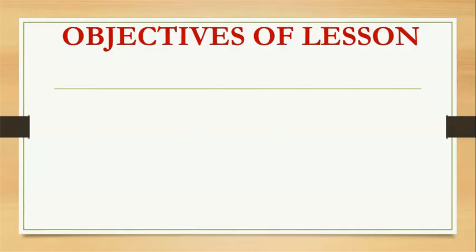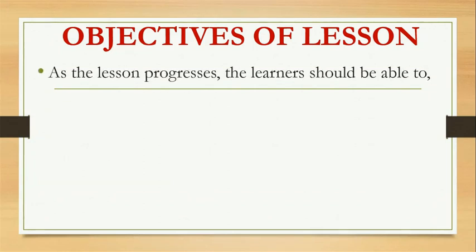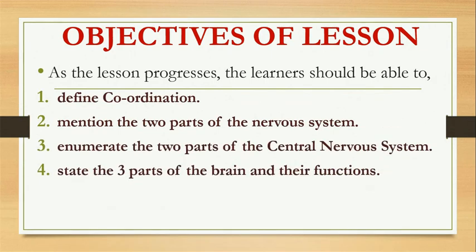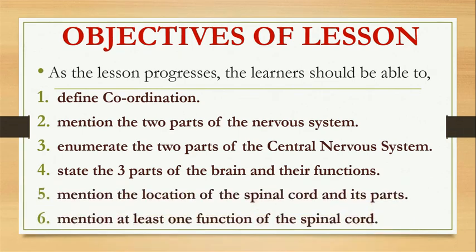Objectives of the lesson. As the lesson progresses, the learners should be able to: 1. Define coordination. 2. Mention the two parts of the nervous system. 3. Enumerate the two parts of the central nervous system. 4. State the three parts of the brain and their functions. 5. Mention the location of the spinal cord in the body and its parts. And number 6. Mention at least one function of the spinal cord.